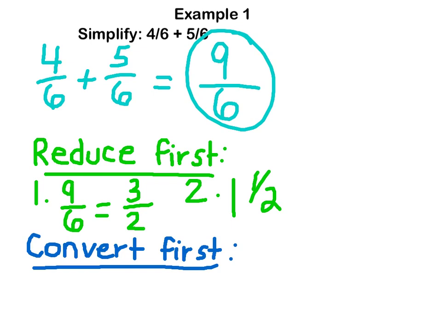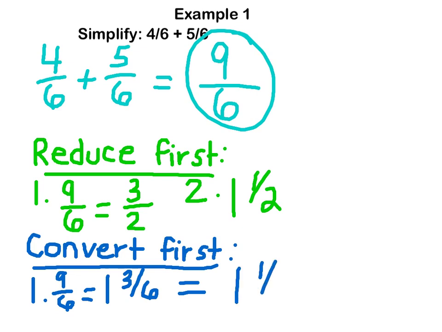The other way you can do it is by converting first. So let me show you how that would look. Okay, so let's copy our problem again. 9/6 is equal to, if we convert it first, that means we're going to put it in a mixed number. And we learned that 9/6 is equal to 1 3/6. Okay, but look at this 3/6, guys. 3/6 can be reduced to what? You should be thinking 1/2. So that then reduces down to 1/2.